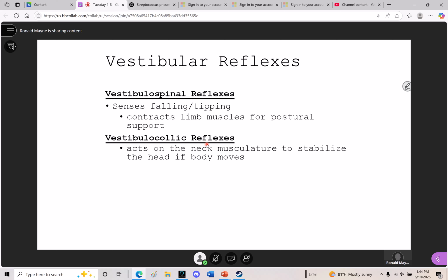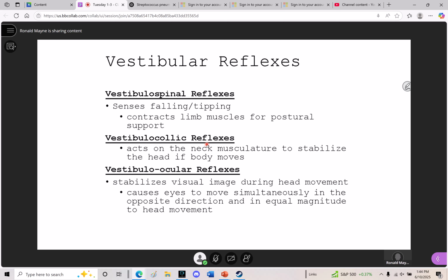Now, this isn't going to work on a roller coaster because the movement is too large. For those little slight movements, like when you're walking, the head is going to adjust to that. The eyes will too. But in this case, we're talking about the head. Vestibulo-ocular. This is the ascending branches, and here your eyes are going to move in response to head movement.